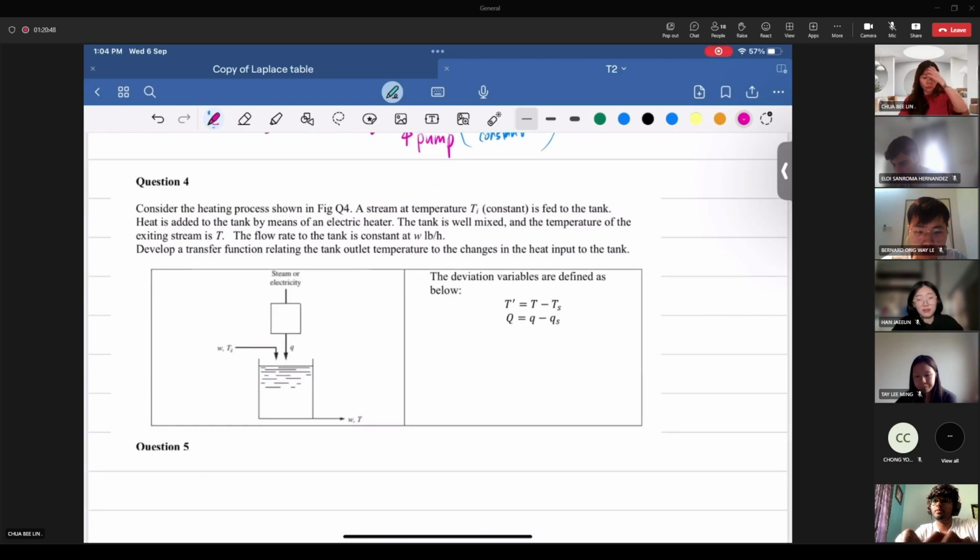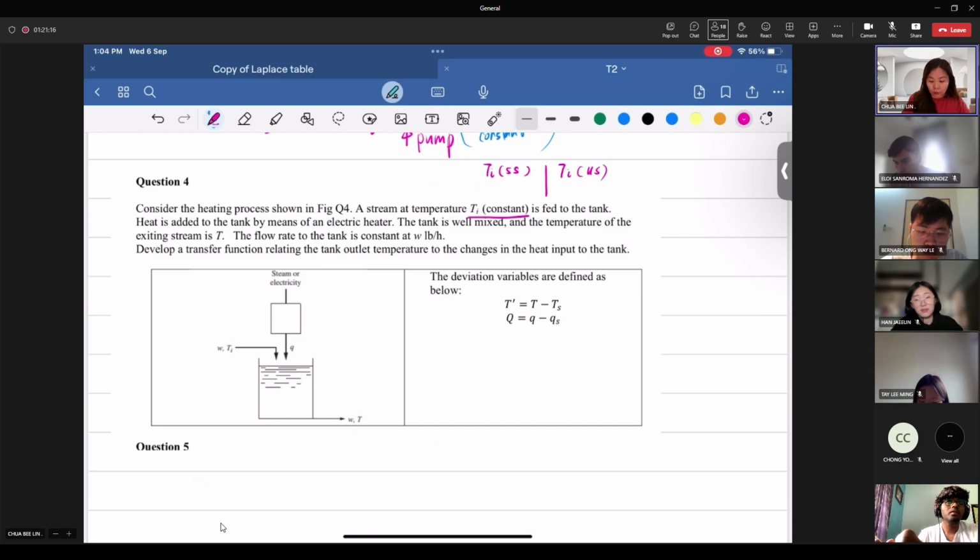So this question 4, as you can see, involves the energy balance. Consider the heating process given. This is an important line: Ti is constant. So maybe you can put here Ti at steady state, Ti at unsteady state. Both are Ti because Ti is constant. Heat is added to the tank by means of an electric heater.